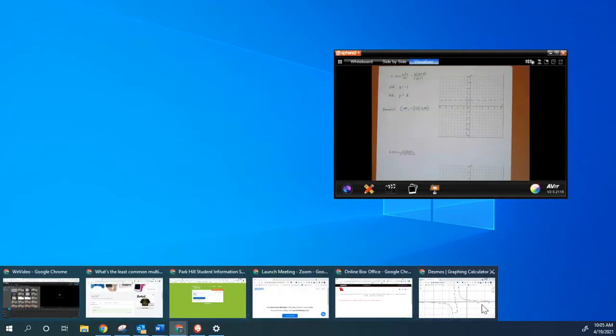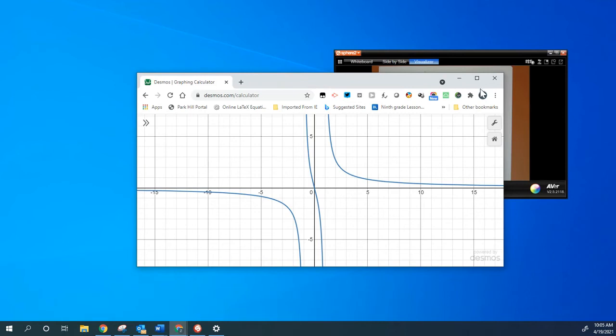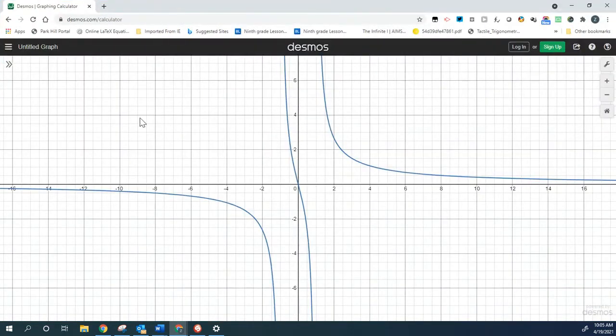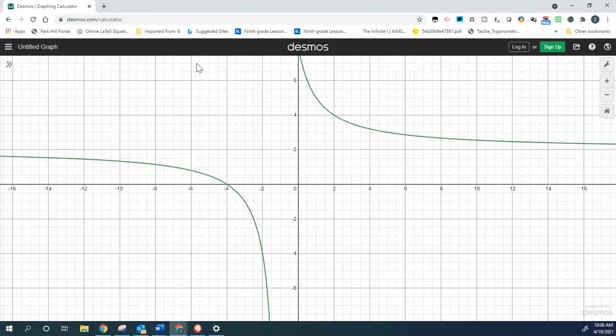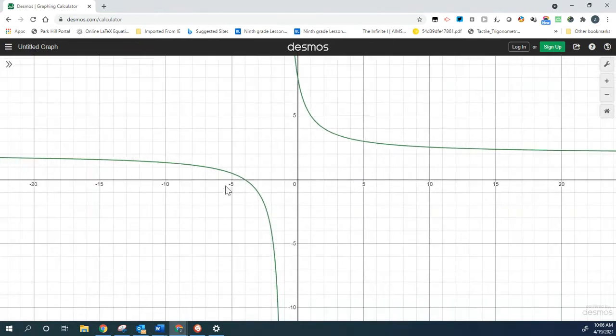Let's see. Find that. So let's pull up the other one. And our guess was right. You can see the y-intercept. This one has an x-intercept. If you wanted to find that, you could. It's a pretty easy one to find. So let's go ahead and just use those points for our graph.